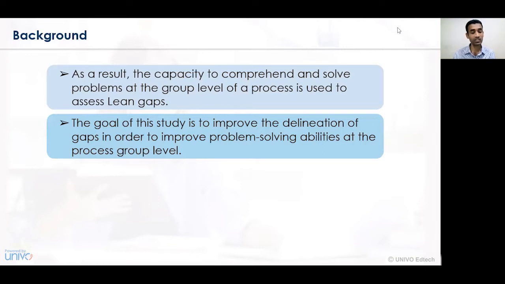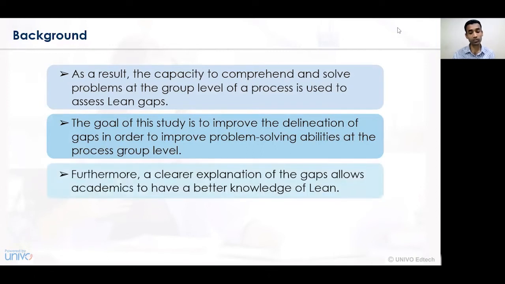All those activities have been controlled, and how do we solve the problems as to the abilities in the different situations or scenarios. Delineation of gaps in order to improve was also necessary, because we need to identify what gaps are in existence and how do we reduce or minimize those gaps at the early level or at the various levels. Furthermore, a clearer explanation of the gaps allows the academics to have a better knowledge of lean.